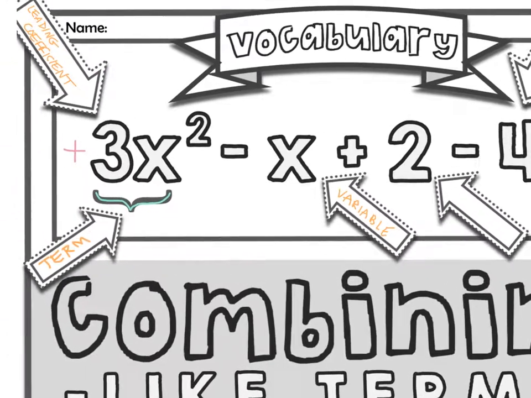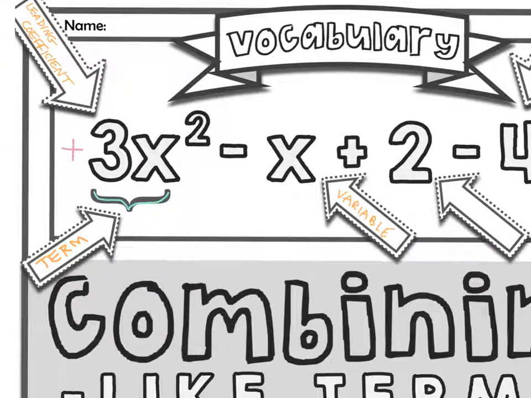Now, when we look at an X by itself, if a term is by itself, there is an invisible coefficient. And our invisible coefficient is the number 1. So I'm going to draw a number 1 in here. So if you ever see a variable by itself, there's an invisible 1 in front of it. So now this looks like negative 1x.